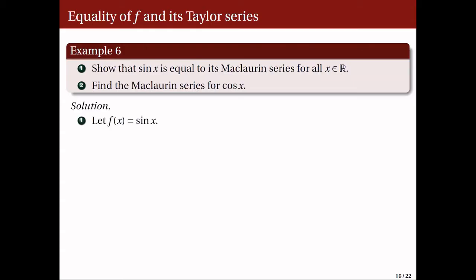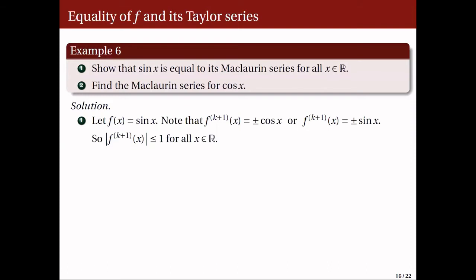Note that the k plus first derivative of f is either plus or minus cosine x or plus or minus sine x. And being circular functions, they are bounded by -1 and +1 on either side. And so the magnitude of f sup k plus 1 of x is less than or equal to 1, and this is for all real numbers x.